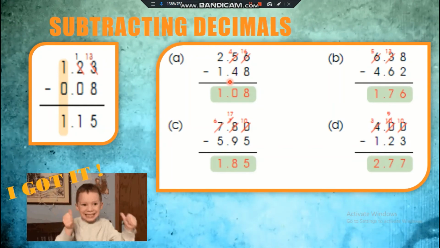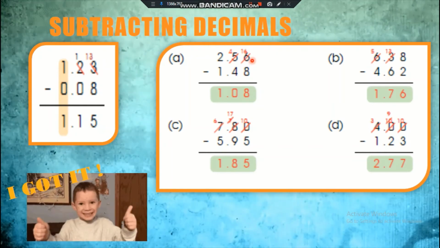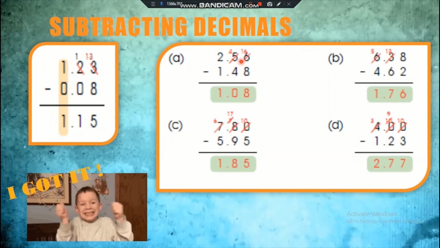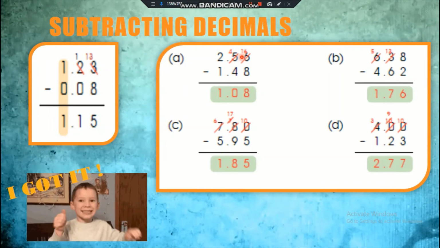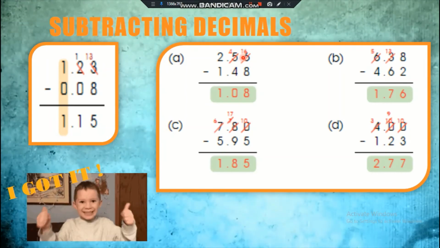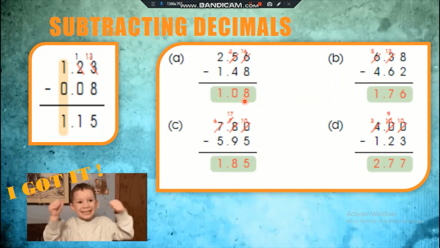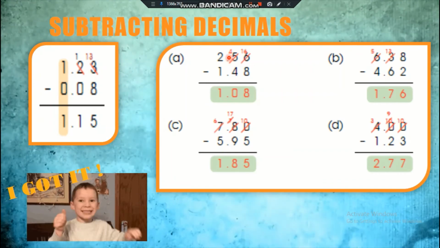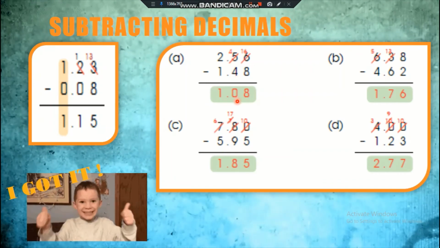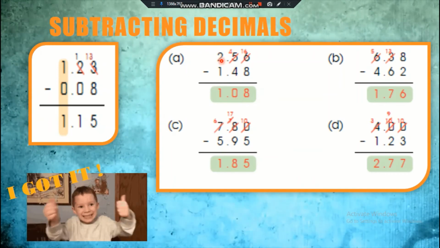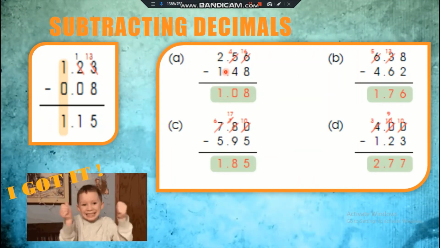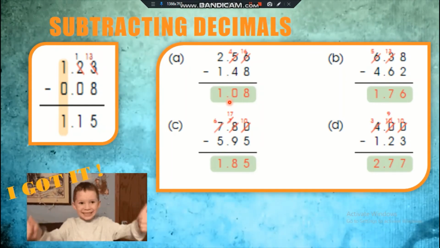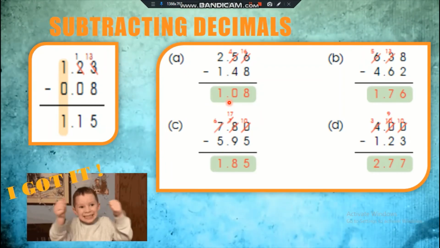2.56 minus 1.48. Can we subtract 8 from 6? No, we cannot. So, we are going to borrow 1 from 5 and this would become 16. 16 minus 8 is 8. Now, because we borrowed 1 from 5, we are left with 4. 4 minus 4 is nothing. That means 0. 2 minus 1 is 1. And before how many digits do I have the decimal point? Yes, 2 digits before. So 2 digits before I add a decimal point.